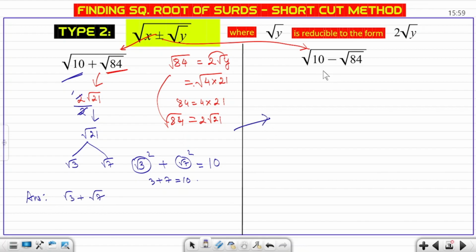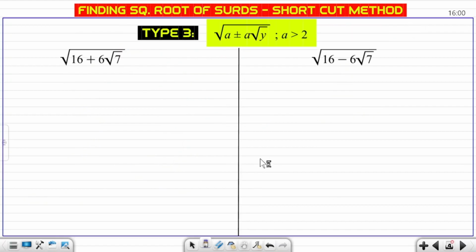Same procedure here again, but here it is negative. So which one is greater, root 3 or root 7? Root 7 is greater. So it's root 7 minus root 3 is the answer.